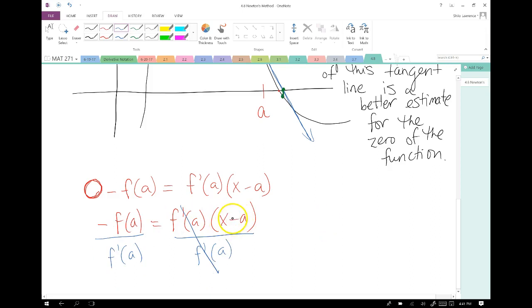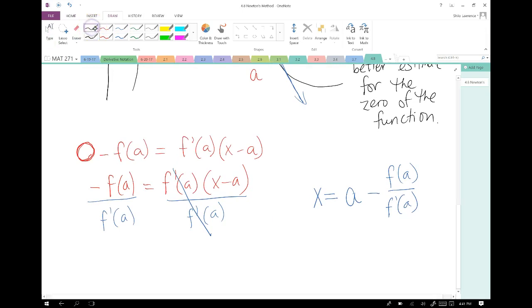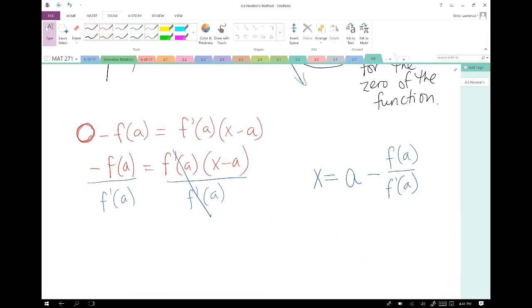And that will leave me just with x minus a. And then I can add the a over. And we're left with x equals a minus f of a over f prime of a. That is the formula for Newton's method. So they change around the notation just a tiny bit.